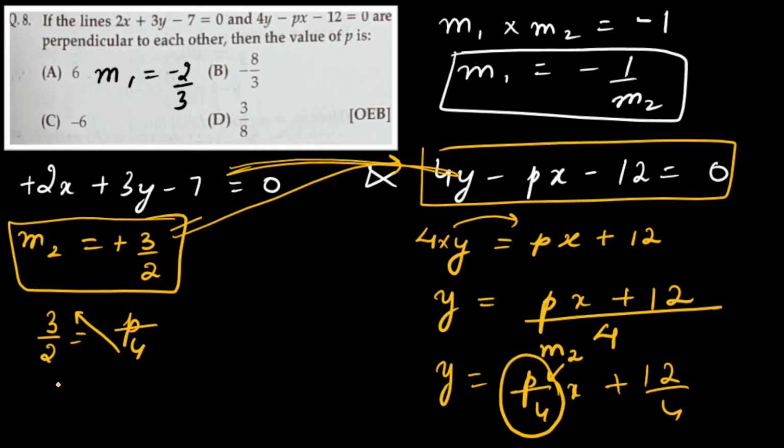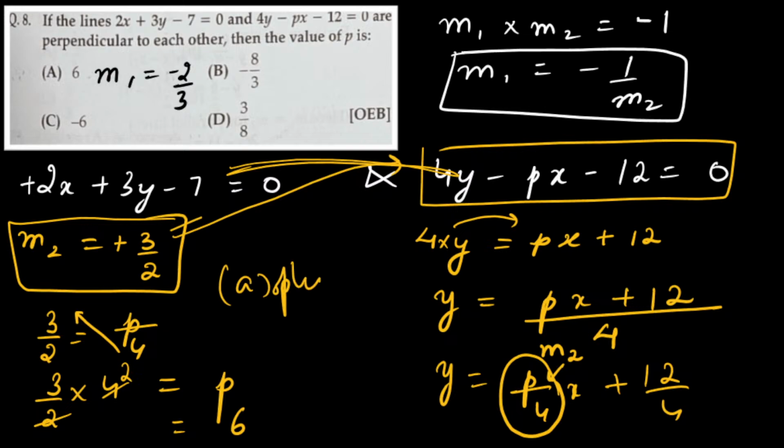Now let's shift 4 to the other side. So 3 by 2 into 4, because 4 here is getting divided. When we shift to the other side, it will get multiplied. So we can do cancellation here. 3 into 2 is 6. So P's value we are getting equals to 6, which is option A. Option A, 6.